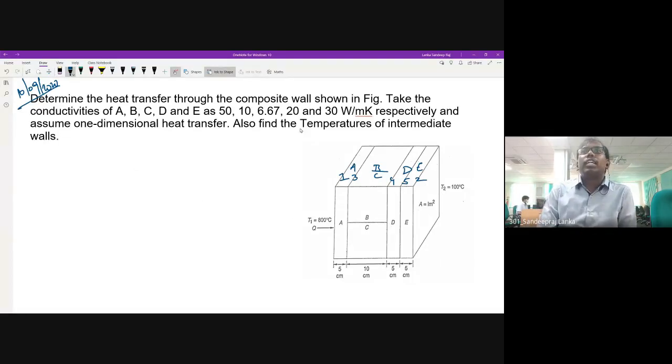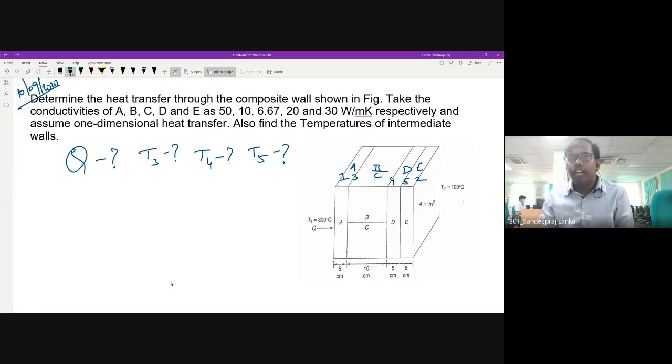The thermal conductivity of each material is given. And what he's asking is to find Q. There is a heat transfer here. This is a one-dimensional case, and you will have Q. He is asking you to find that. Also, he's asking you to find the temperatures of the intermediate walls. The intermediate walls are 3, 4, 5. T1 and T2 are the outer walls. So he's asking: what is the T3 value, what is the T4 value, and what is the T5 value? This is your question. If you can find these four things, you're done.